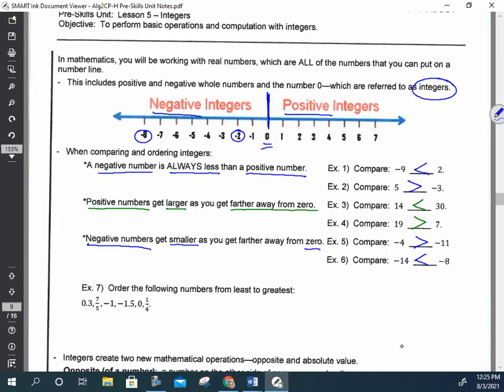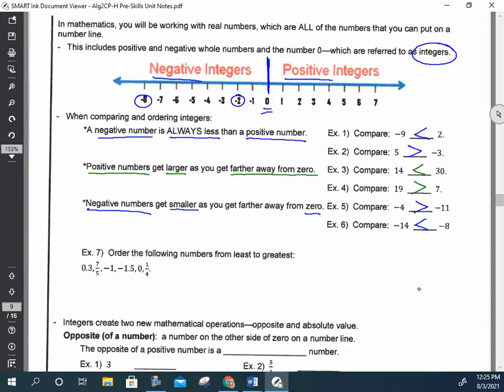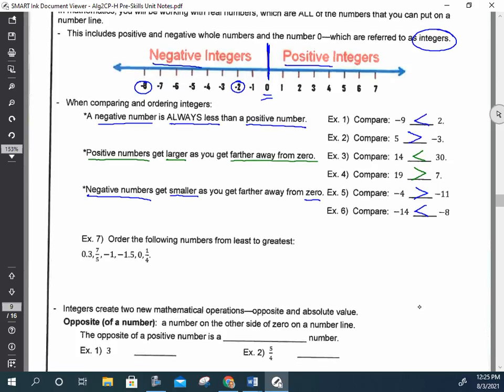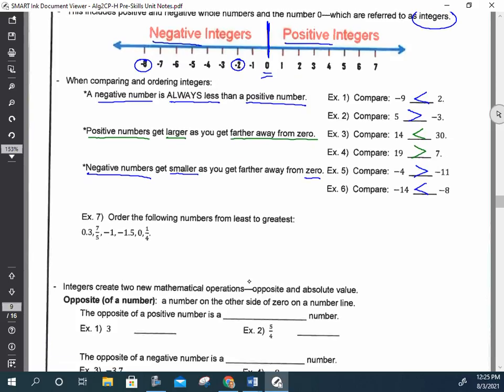So that's comparing integers. Again, a negative number is always smaller than a positive. Positive numbers get bigger the farther to the right that you go. Negative numbers get smaller the farther to the left that you go. Now, as far as putting numbers in order, if you have to write numbers in order, there is a certain way that you would do it. So you always start with your negative numbers first, then 0 if you have it, then your positive numbers.